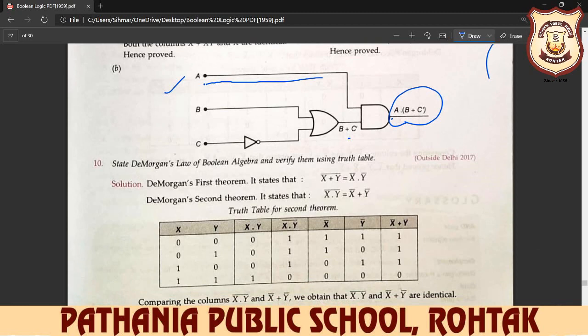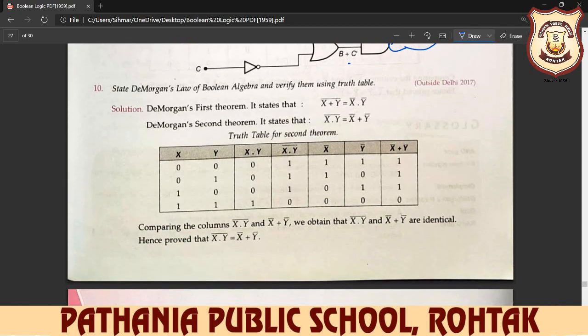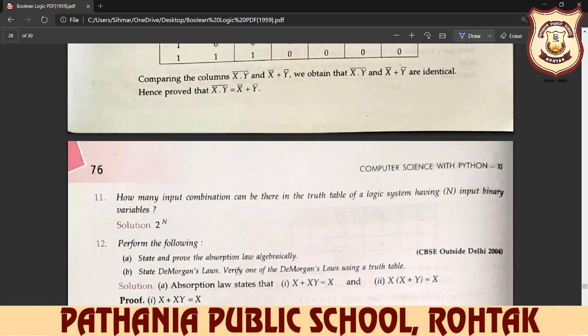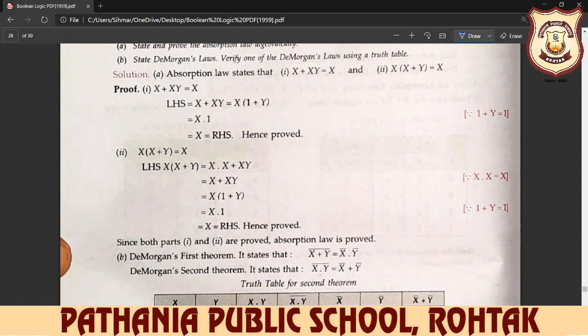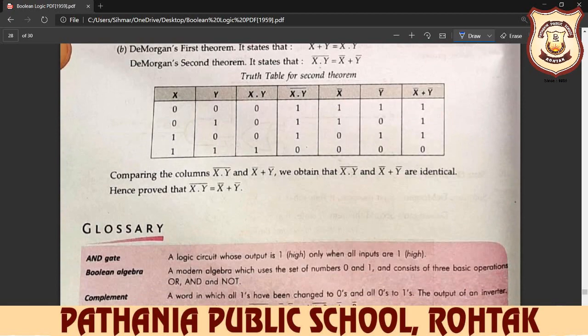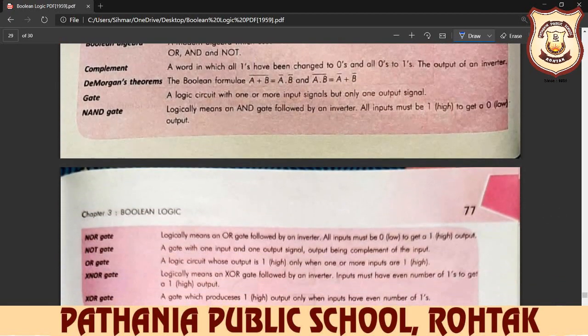Next is De Morgan law. We already discussed it in previous videos. How many input combinations can there be in the truth table of a logic system having n input binary variables? n numbers, maybe 2, 3, 4, any number, so you just write 2 to the power n. Perform the following: state and prove the absorption law. You do it. De Morgan law, no problem, you do. Okay, the solved exercise is completed here.